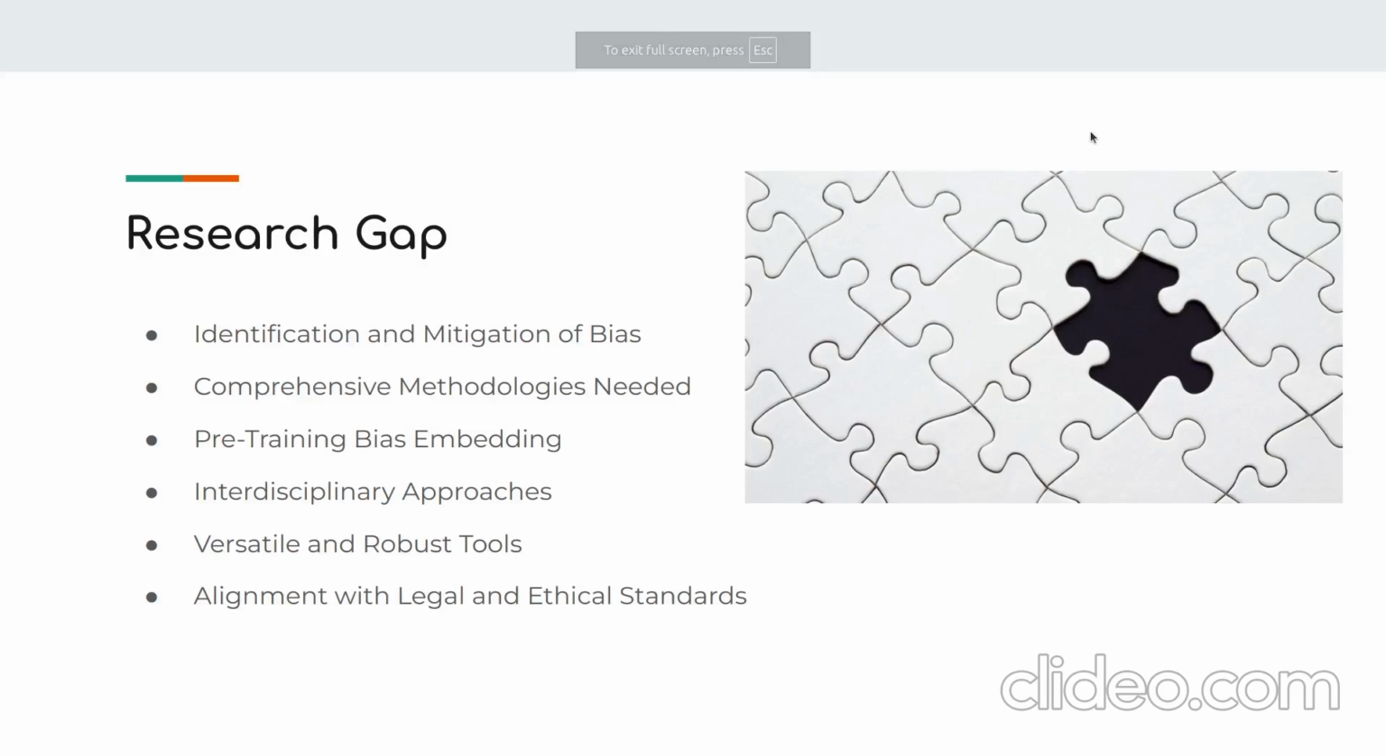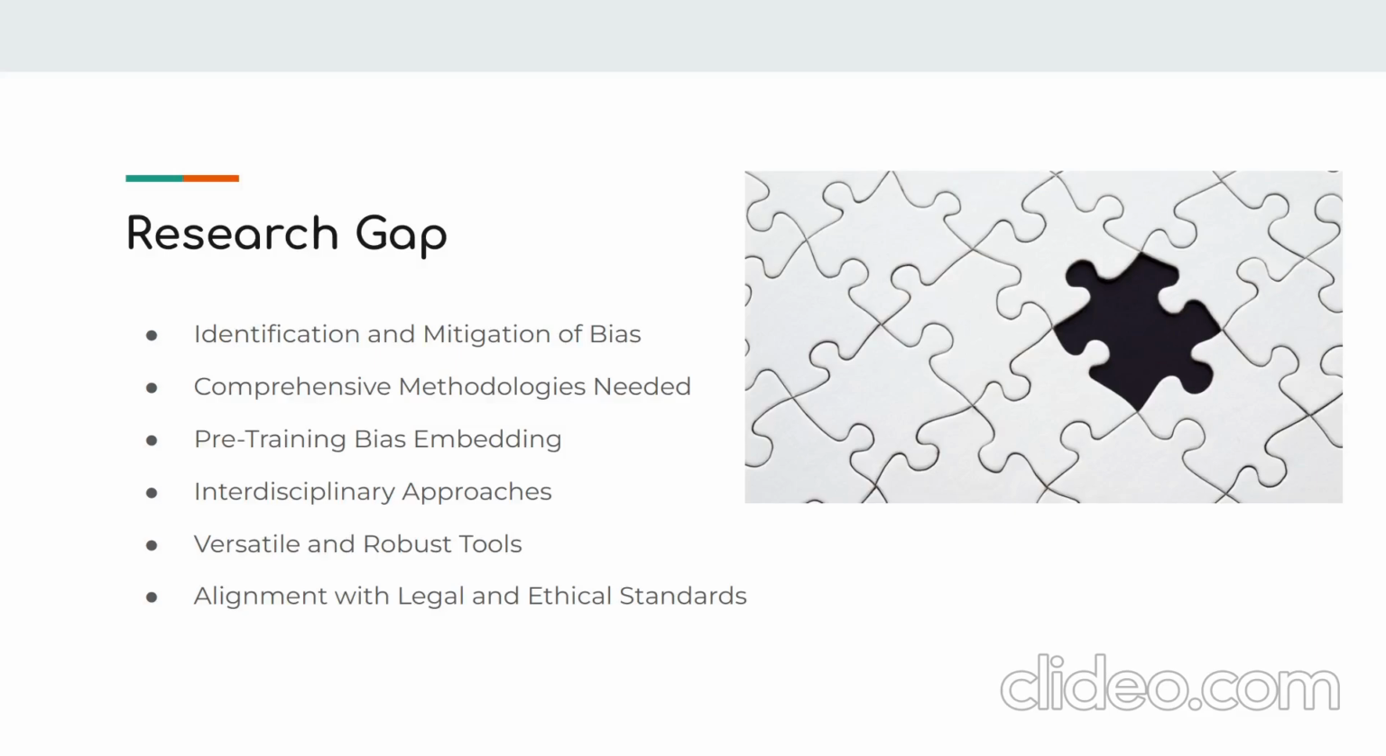Now I'll be talking about the research gap. Despite advancements in AI and ML within the financial sector, a critical gap remains in integrating security regulations with bias detection and fairness in automated loan approval systems. While current research delves into the technical capabilities of AI and ML for processing large datasets, it often lacks comprehensive methodologies that detect and mitigate biases without compromising predictive accuracy.